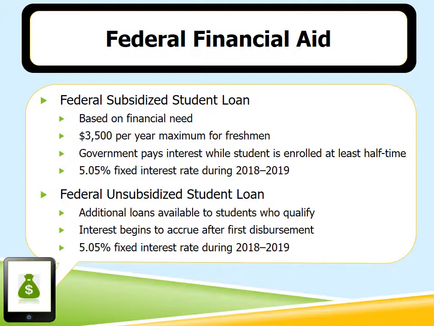Borrowers can pay the interest on the unsubsidized loan or wait until they graduate or are no longer enrolled at least half-time. Interest will begin to accrue on the unsubsidized loan after the first disbursement has been made, and the student is responsible for all interest on this type of loan. All loans must be paid back, so borrow only what you need for school. The 2019-2020 interest for both loans will be released July 2019.